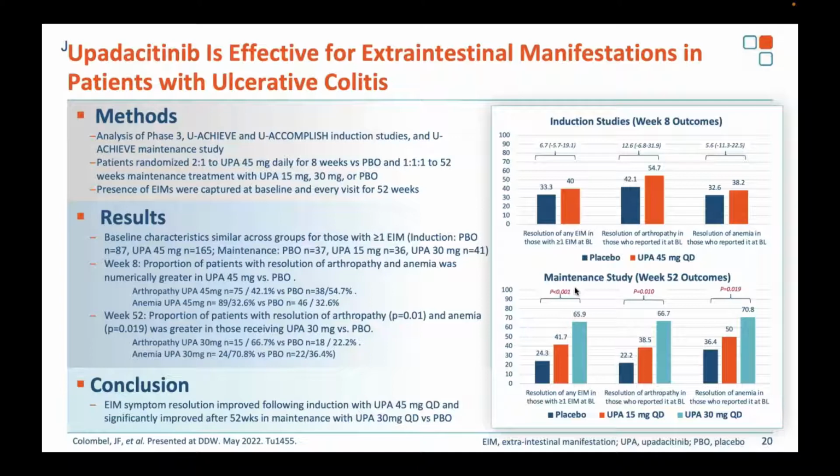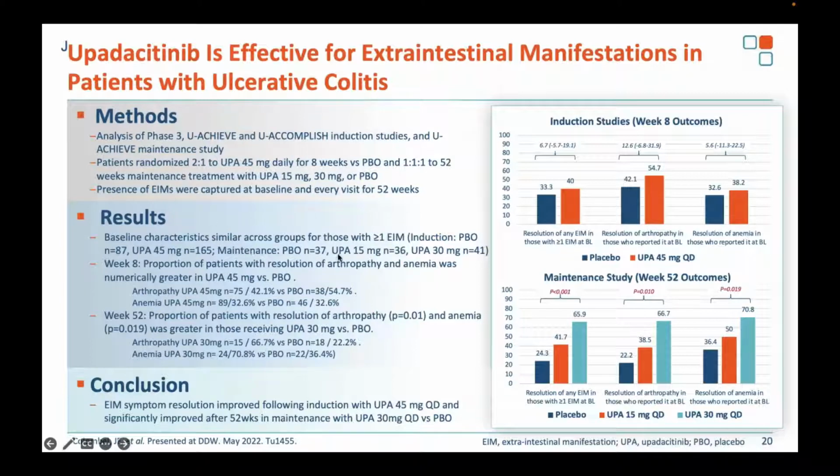And in the maintenance study, you were re-randomized to one of two doses of upadacitinib, 15 or 30, or placebo. On the top here, we've got the induction studies, where you can see that with drug in red compared to placebo in blue, there was a numerical but not statistically significant benefit in terms of reduction of symptoms of extraintestinal manifestations. On the left is arthropathy and then anemia.